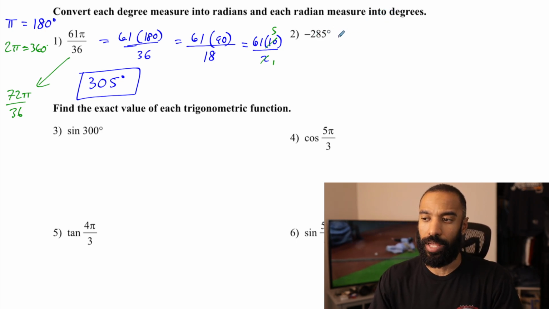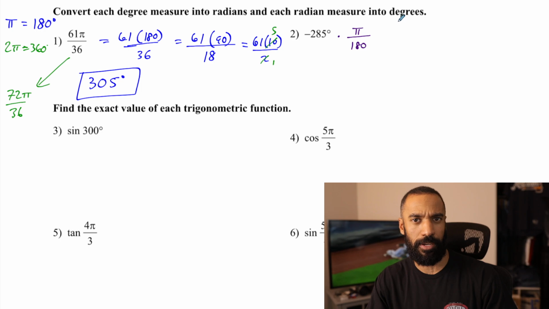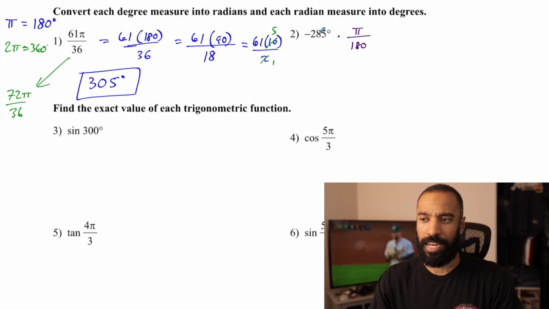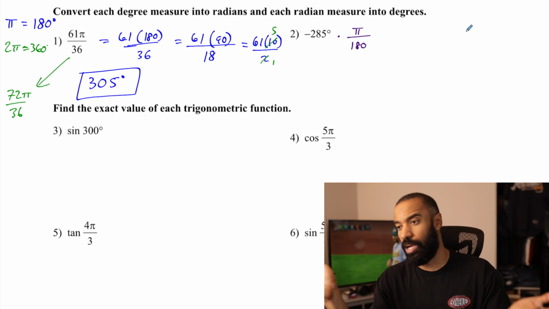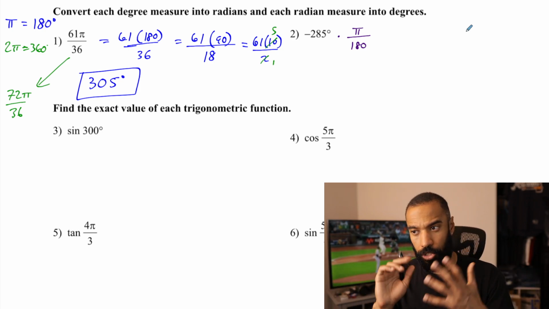So the way to do that really is, a unit conversion takes that 180. We got to divide it out and multiply the pi within, basically. So, yeah, we're going to divide negative 285 by 180. So I have to reduce that fraction. Now, I'll tell you off the top of my head, I couldn't know for sure.